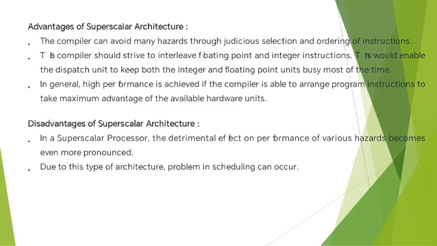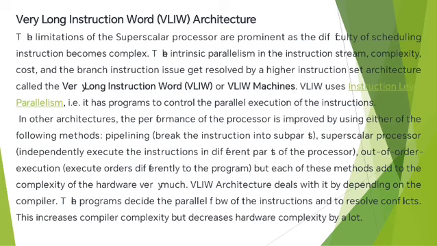Advantages of superscalar architecture: the compiler can avoid many hazards through judicious selection and ordering of instructions. The compiler should strive to interleave floating point and integer instructions. Disadvantages of superscalar architecture: in a superscalar processor, the detrimental effect on performance of various hazards becomes even more pronounced. Due to this type of architecture, problems in scheduling can occur.